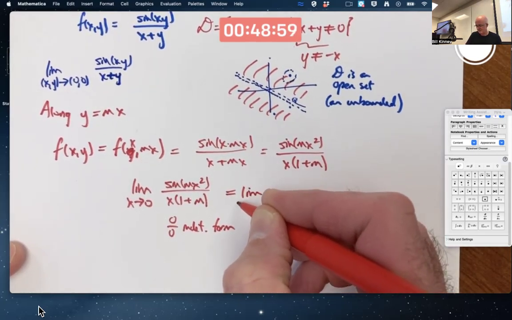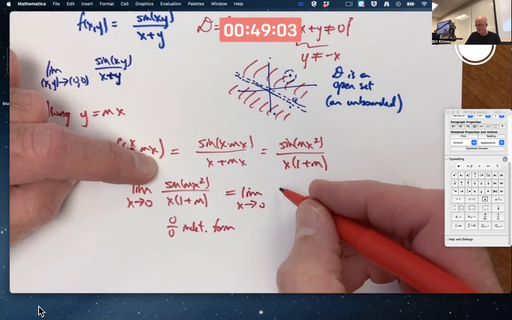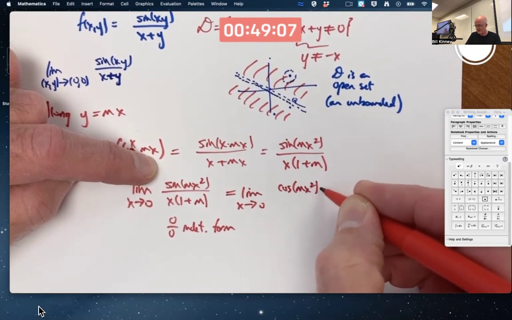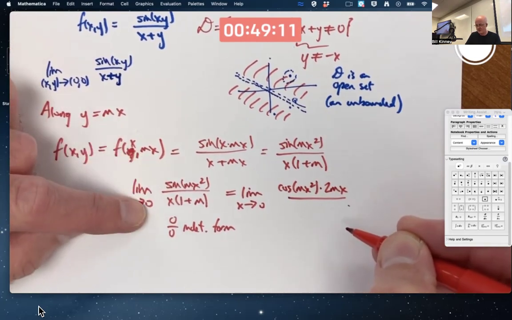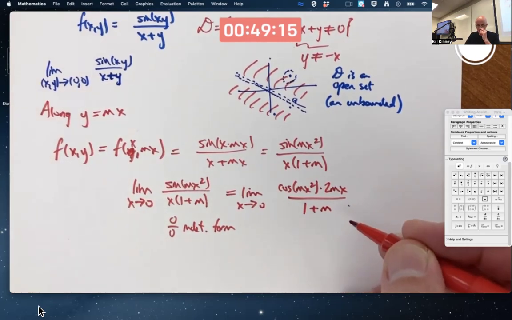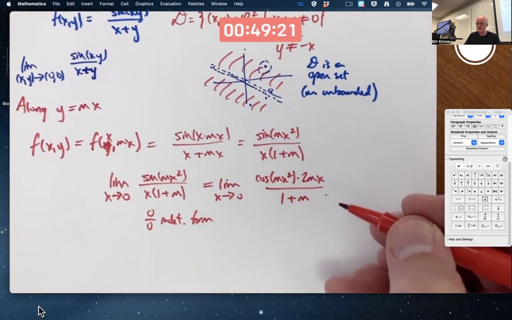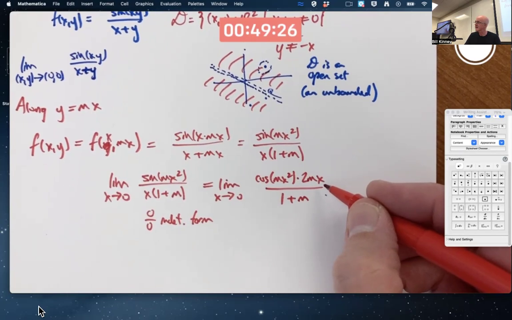So I take the derivative of the top with respect to x, I get a cosine of mx squared. I need the chain rule. I get an extra factor of 2mx. And the bottom, differentiate that with respect to x, I get the constant 1 plus m. Oh, guess what? As long as m is not -1, this limit exists and equals 0 because of the x there.